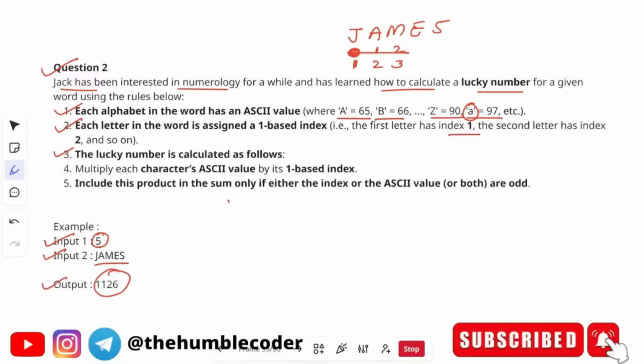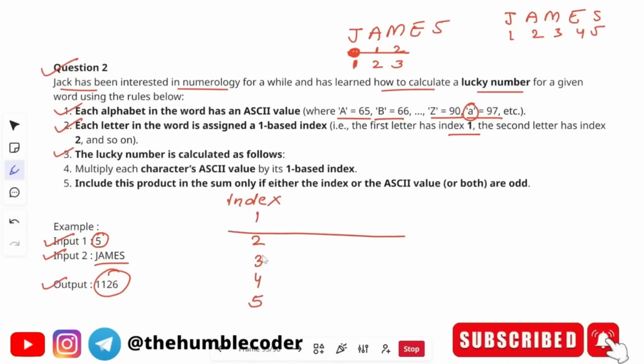Let's see. So here I have already told you how the indexing will be there. Indexing will be 1 based indexing, that is 1, 2, 3, 4 and 5. So for letter J the index will be 1, for A 2, and so on and so forth. So what I will do now is I will write the indexes first of all. Since our word is a 5 letter word, so 1, 2, 3, 4 and 5.